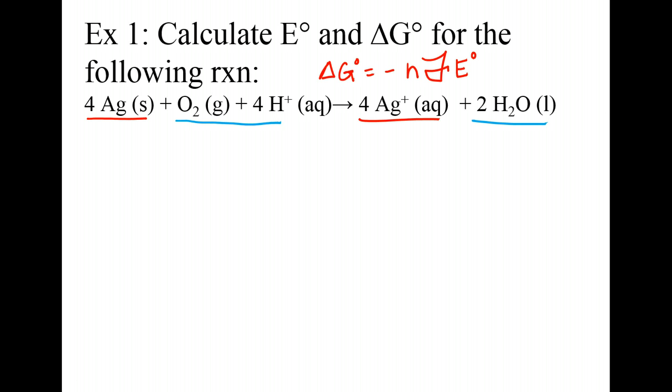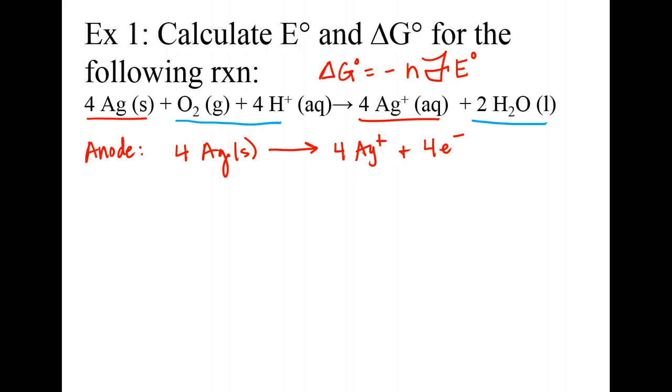And hopefully you came up with the following. If we start with the silver, silver is going from 0 oxidation state to +1. And in order to do that, it would have to lose electrons, which is oxidation, and oxidation occurs at the anode. So the anode half reaction would be 4 silver solid yields 4 Ag+ and 4 electrons.